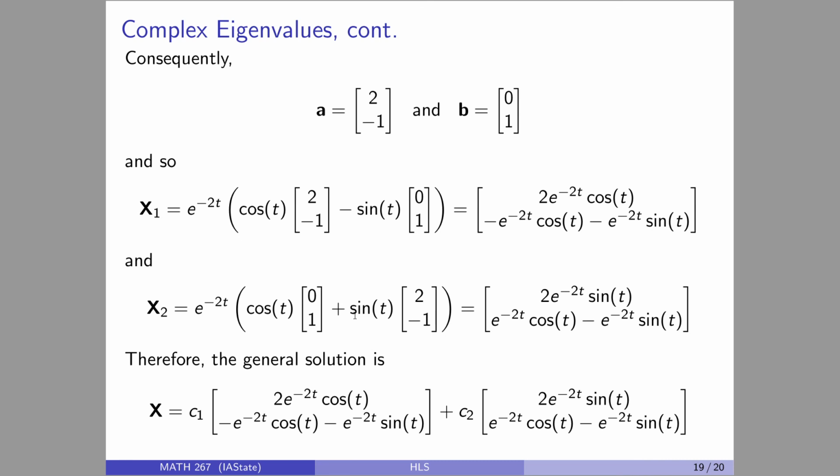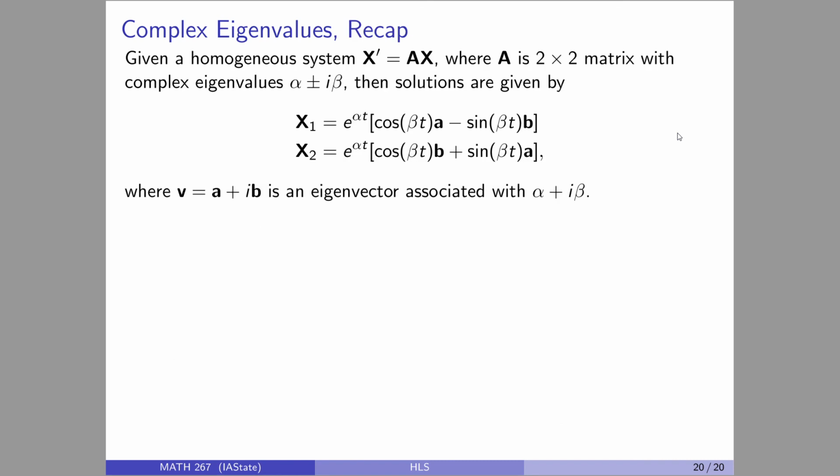I don't really have any sort of other ingenious explanation other than, well, it's just how it shakes out when you plug it in and apply Euler's formula. All right, and that's pretty much it. That's the story. So if you've got a 2x2 matrix for your homogeneous system, you've got complex eigenvalues alpha plus or minus I beta, then the solutions will look like this, where you look at an eigenvector associated with alpha plus I beta, where v is equal to a plus ib.